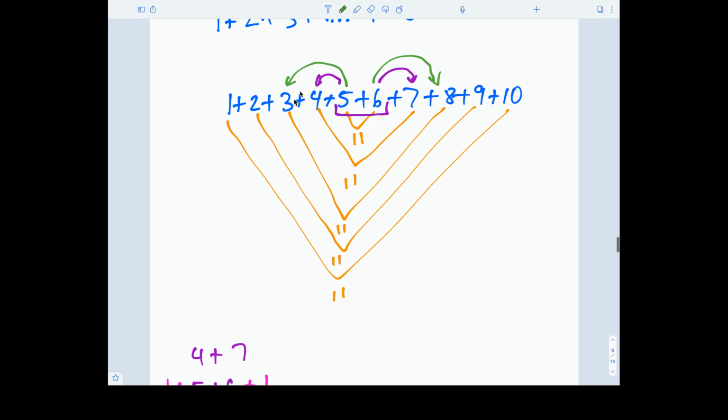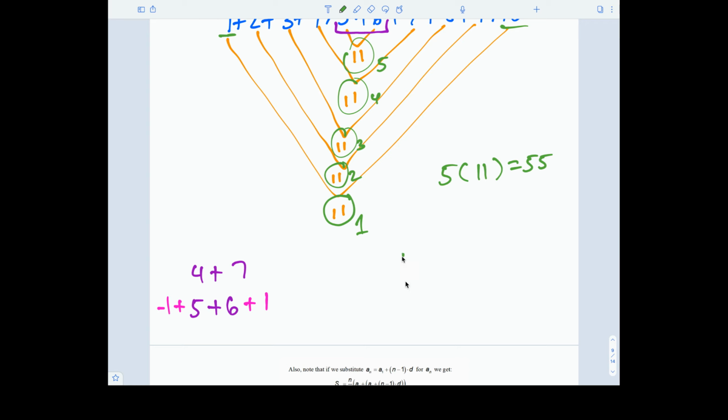So Galois saw this and said, hey, all I got to do is figure out what 5 plus 6 is, or really, you could even just do 1 and 10, and then count up the number of pairs you have. So we have 3, 4, 5. We have 5 pairs. So that would be 5 times 11. This would be 55. In his example, he was doing 1 to 100.